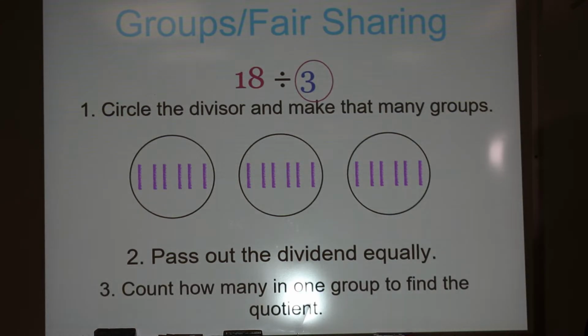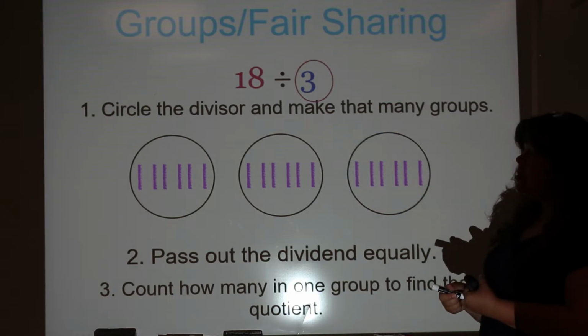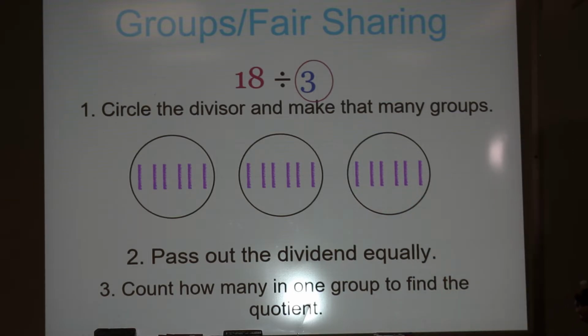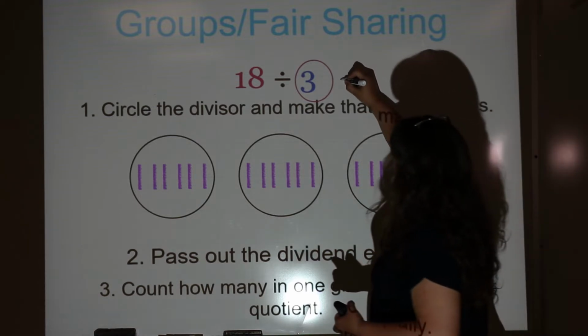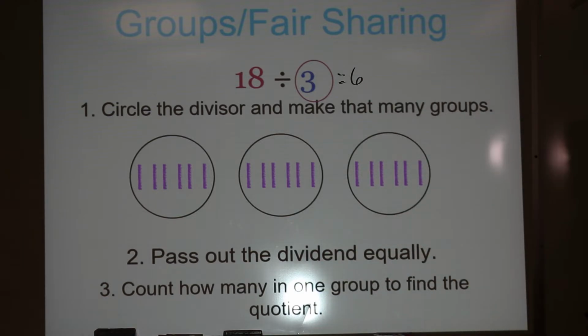Count how many is in just one of those groups for my quotient. 1, 2, 3, 4, 5, 6. Each one got 6. So my answer, my quotient is 6. So that would equal 6. 18 divided by 3 equals 6.